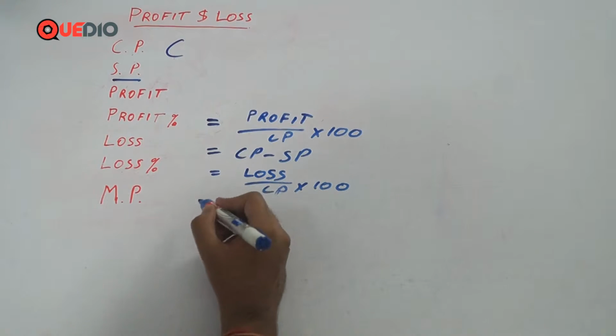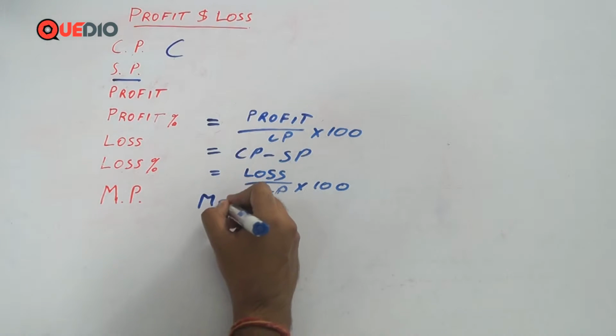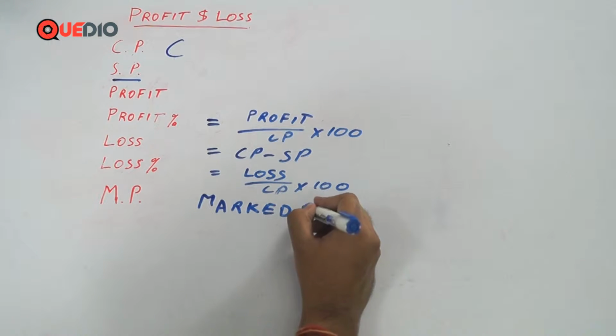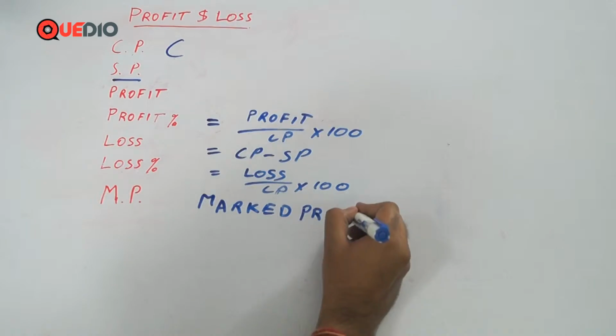There is one more term called MP, also known as marked price. The price which is marked on any article, like the printed price or the invoice price. Let us do a simple question on profit and loss.